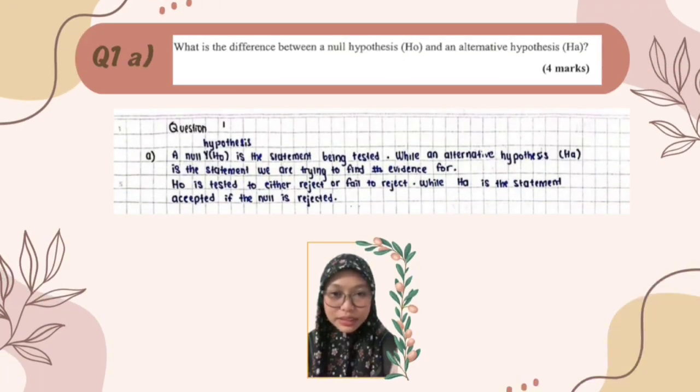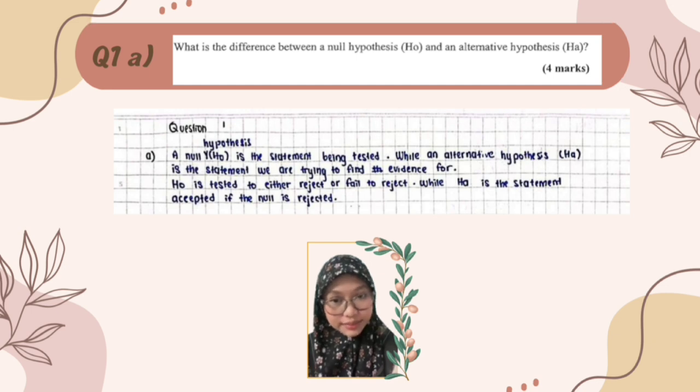I will present the answer for question 1 and how to get the answer. For question 1A, what is the difference between the null hypothesis and an alternative hypothesis? A null hypothesis is the statement being tested, while an alternative hypothesis is the statement we are trying to find evidence for. A null hypothesis is tested either to reject or fail to reject, while an alternative hypothesis is the statement accepted if the null hypothesis is rejected.